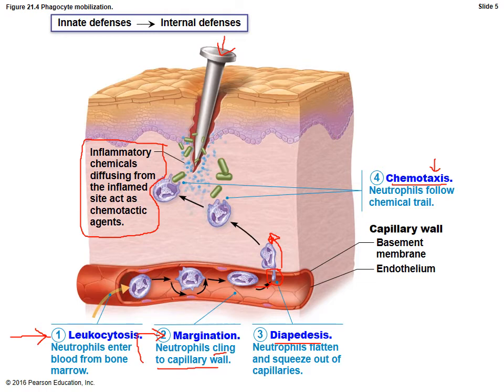So we have leukocytosis, which means it hops into the blood vessel. Margination, it starts clinging onto the wall of the capillary. Diapedesis, which means it actually moves from the blood vessel into the injured tissue site. And then last but not least, it follows chemotaxis, which are the inflammatory chemicals, over to the actual site of injury. And then there we can go ahead and initiate inflammation.